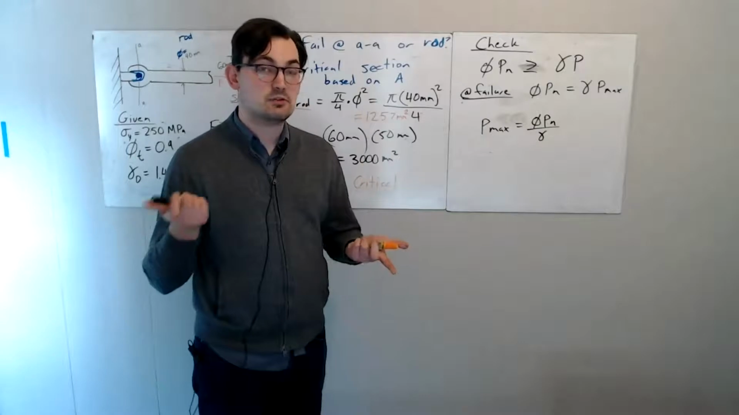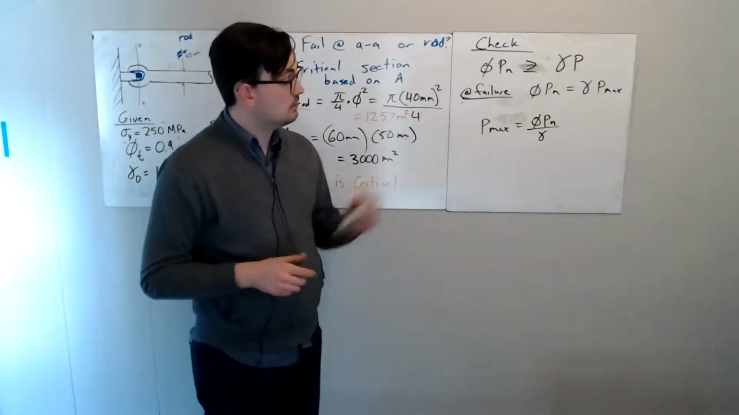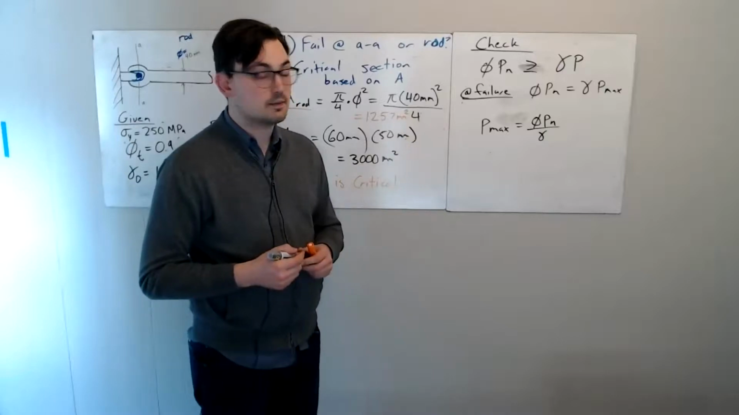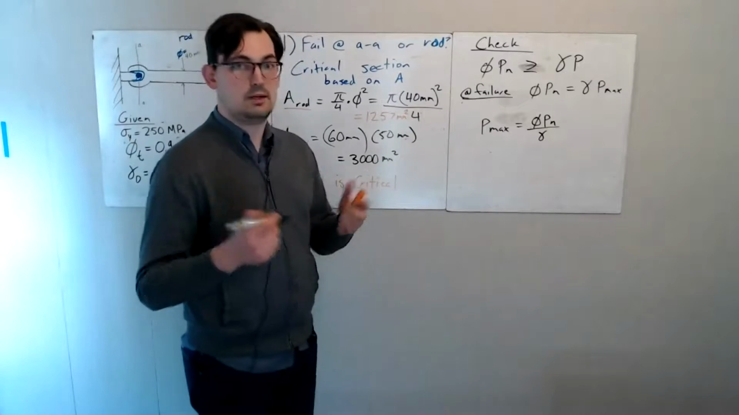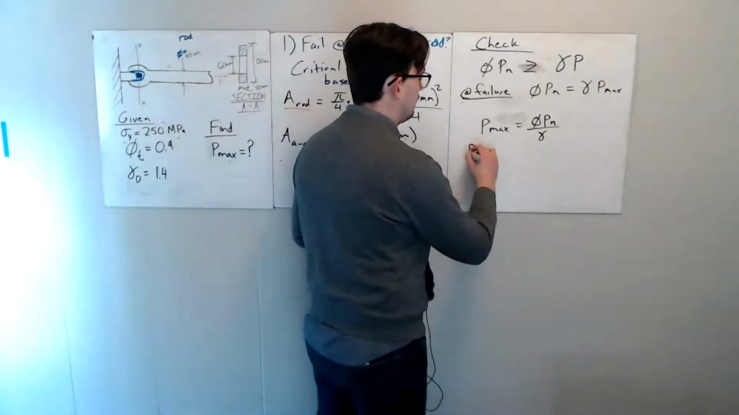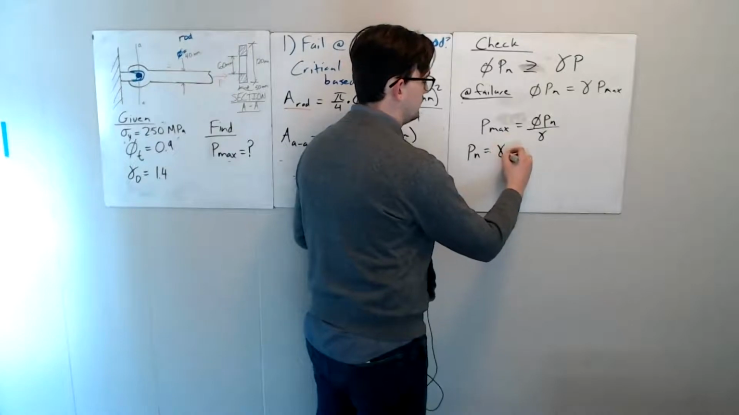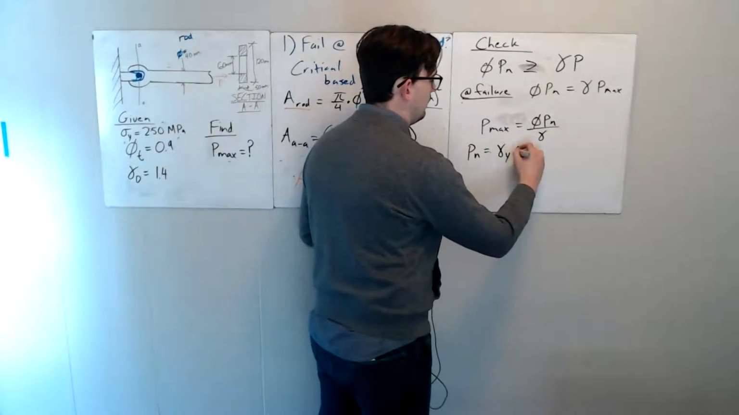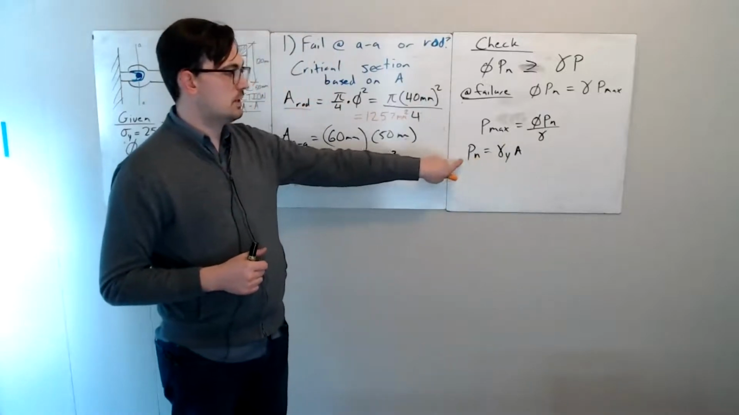And what we have is stress. So if we want to figure out this in terms of stress, we're going to convert that P of n using our yielding stress. P of n is going to be our yielding stress times our area, right? Rearranging that, stress is Pn divided by area.